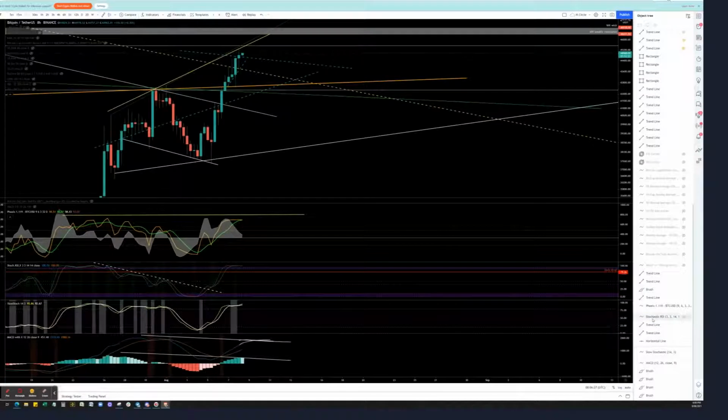eight hours definitely has, see how that's flattened out. So that can keep going, the stochastic, but I can see this is about to cross over. See how the energy is dropping down. Very similar to this, dropping down. Even though the price is up, the momentum is dropping.